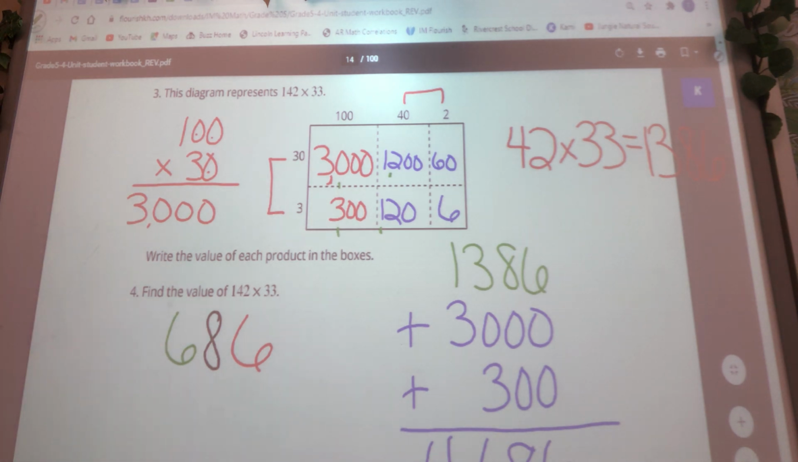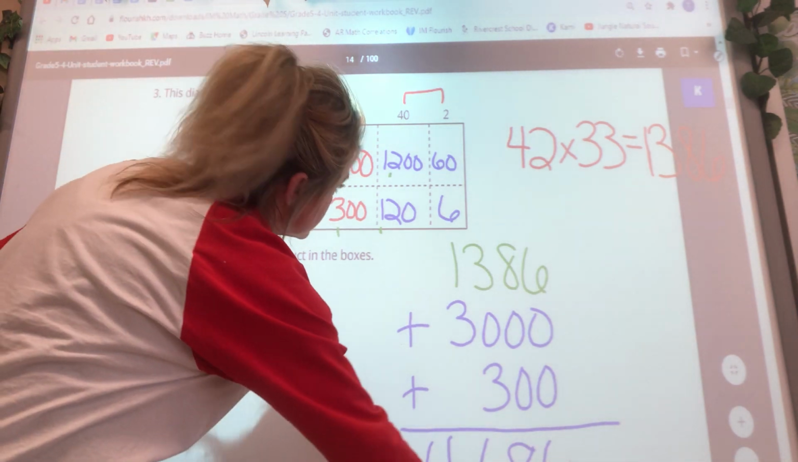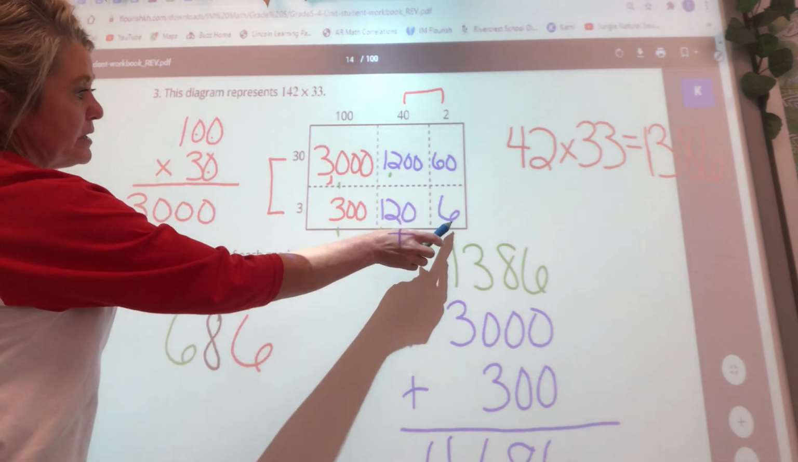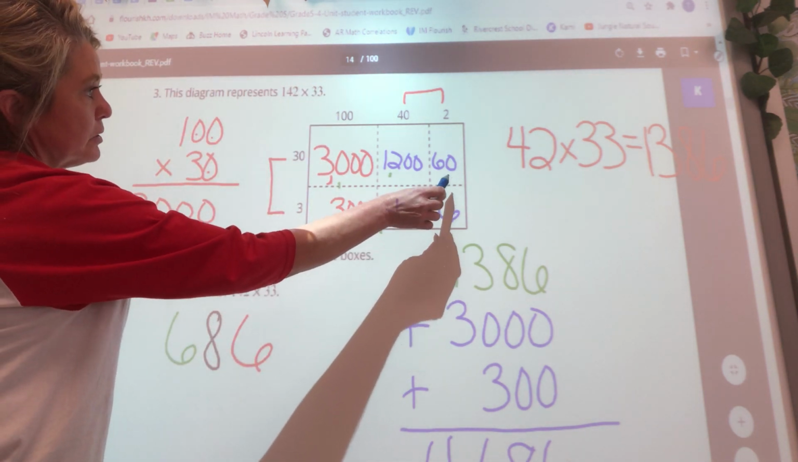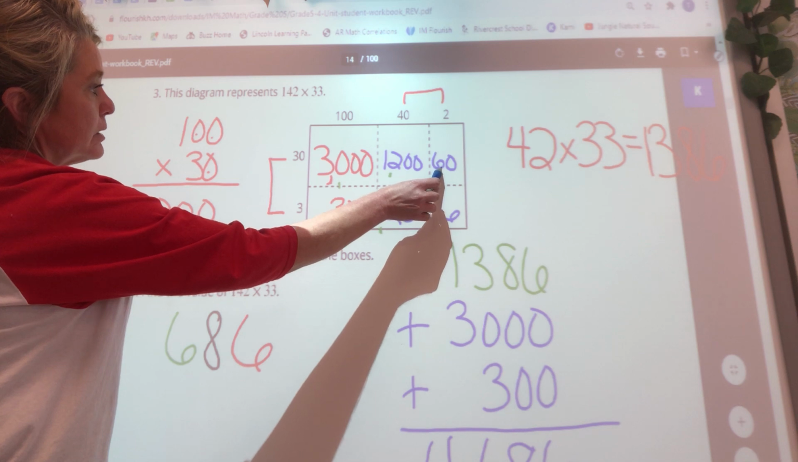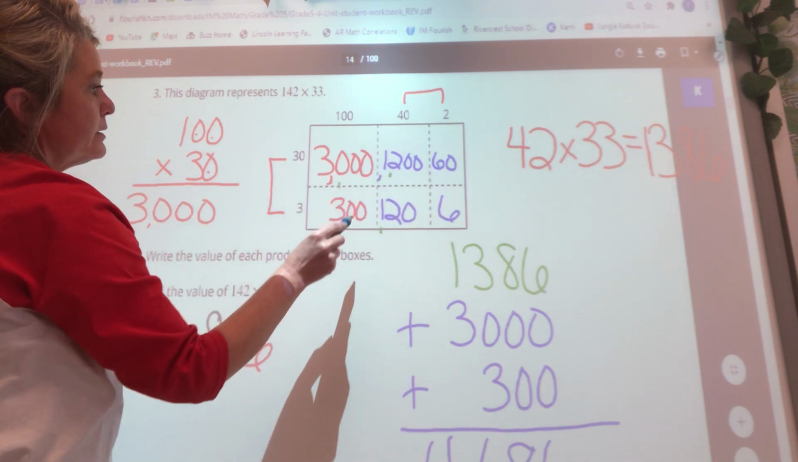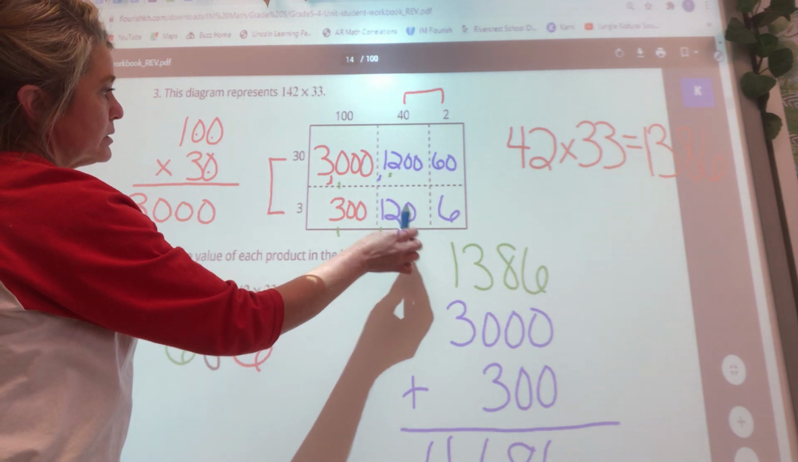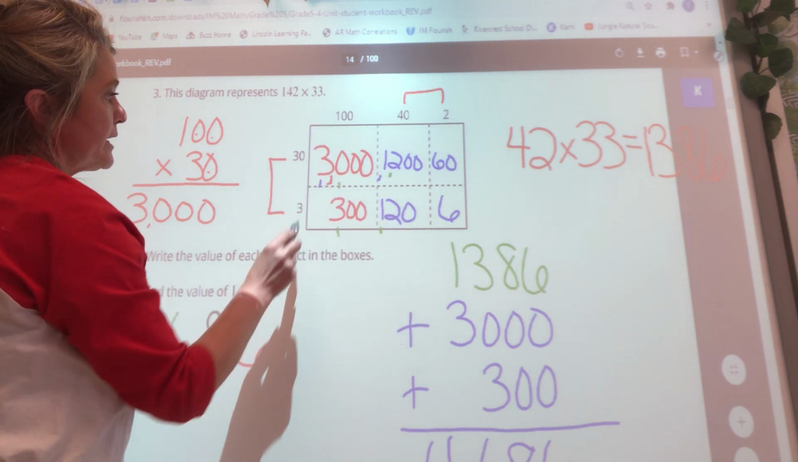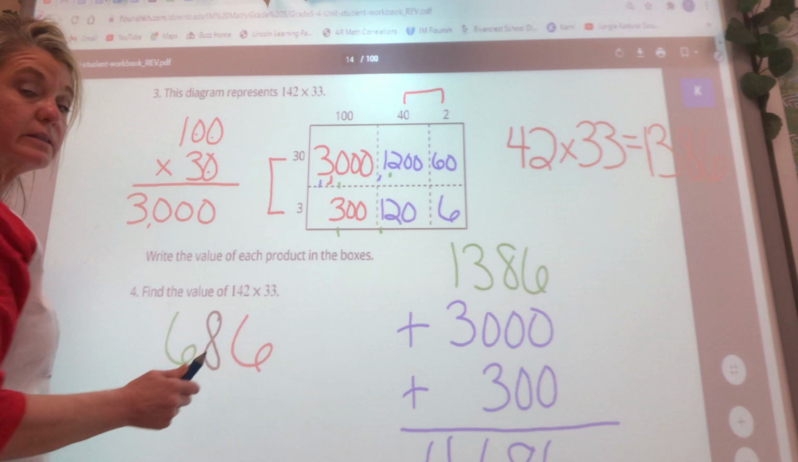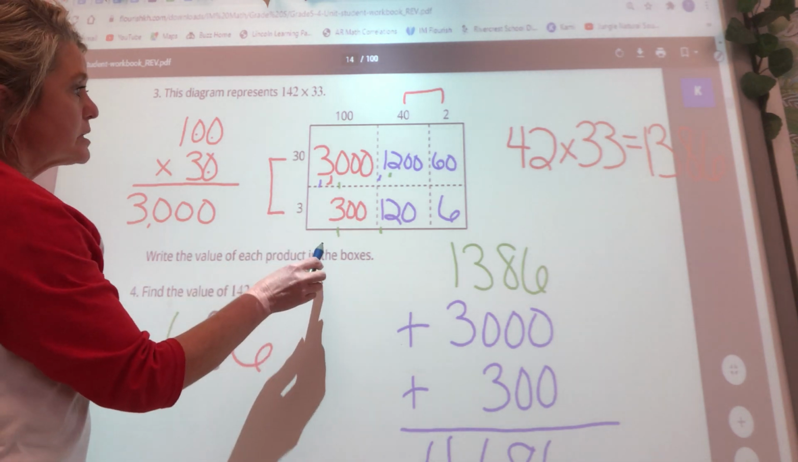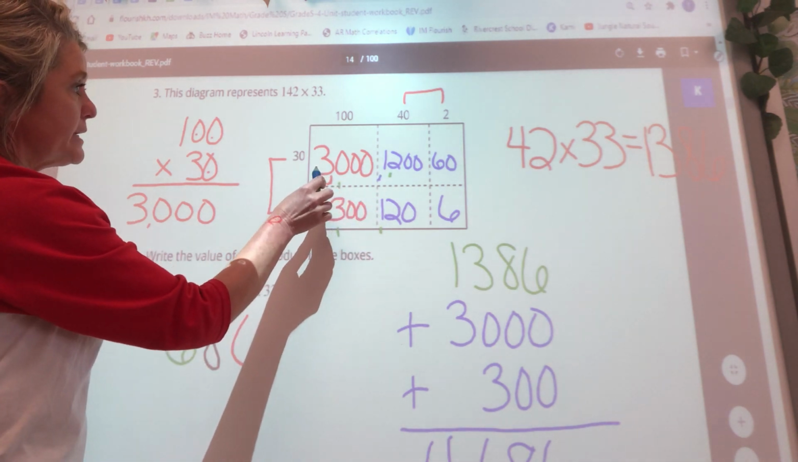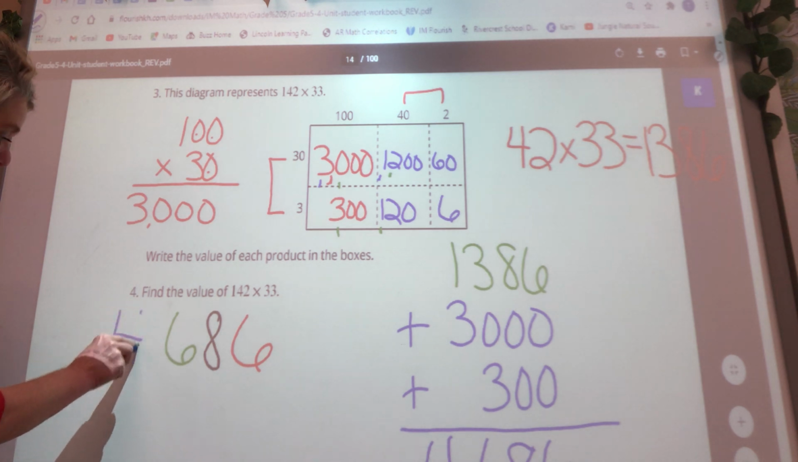And then finally, I look at my thousands place. I don't have anything in the thousands place here or here. Here I have a 1. I don't have anything in the thousands place here. Here I have a 3, and I don't have anything in the thousands place here. So I have a 1 and a 3, so I have 4.